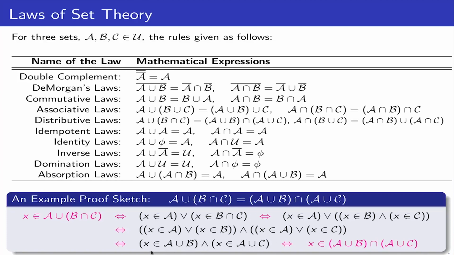Finally, this and this means X should be here as well as here, both together. So it's an intersection position where X lies. So this and this give me the proof of this formula. All the rest can be proven this way. If you are interested, you can go by this kind of proof to prove any of the laws.